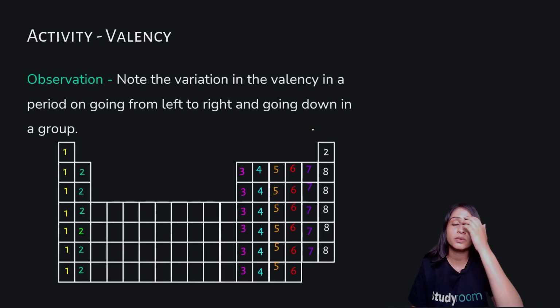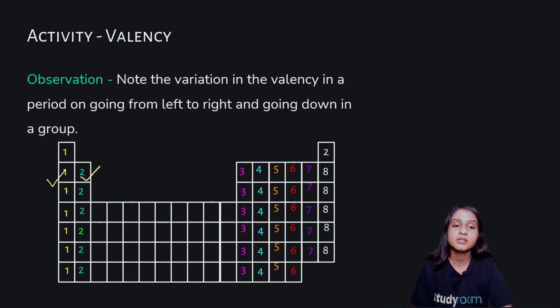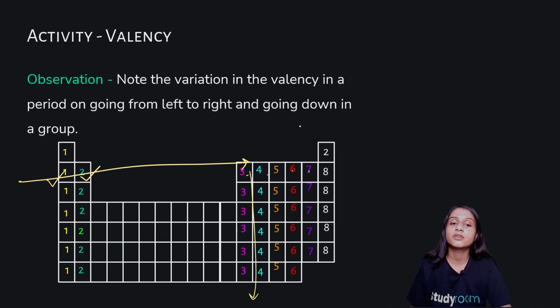So let's go ahead with activity 1, that is valency. So what do you see here? Here are alkali metals and alkaline earth metals. Then you can see that here is the gradual increase in electrons, 1, 1. Okay, but in the period it is the same. So these are the variations. Note the variation in the valency in a period on going from left to right and going down in the group.